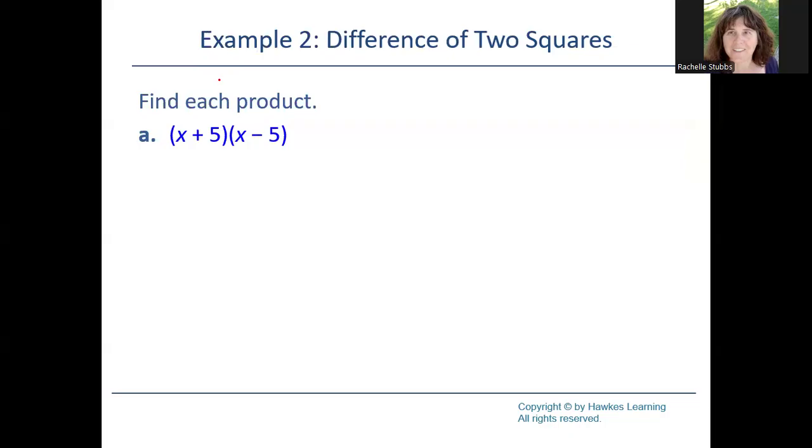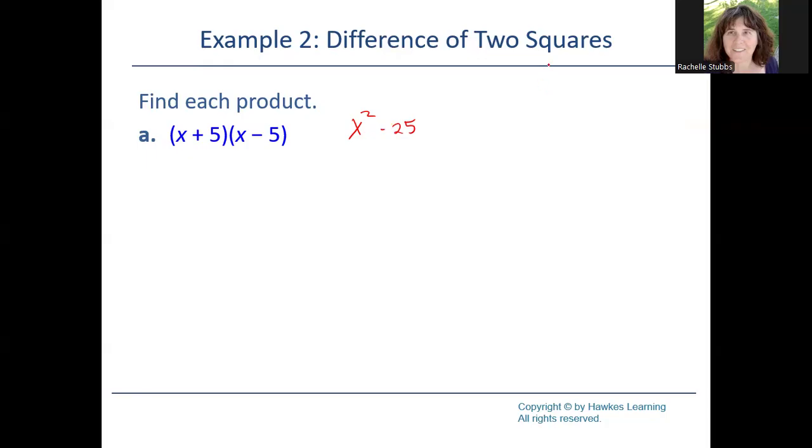So let's look here. I noticed that these binomials are very similar except for their signs in the middle. So I don't even need to do FOIL. I just need to square the first term, which is x squared, and the last term, which is 25, and put a minus in between, and I am done.